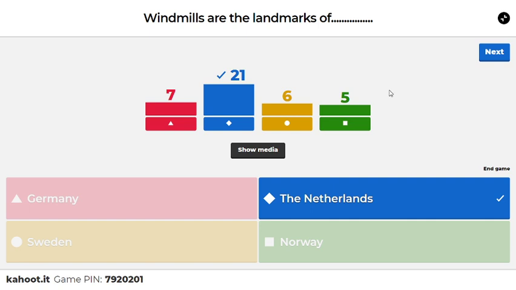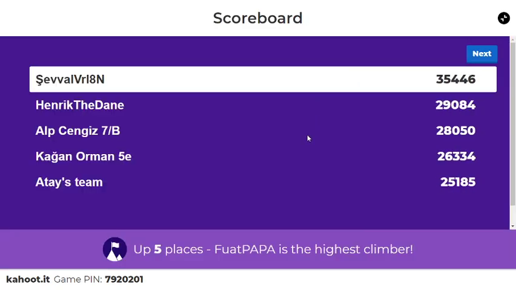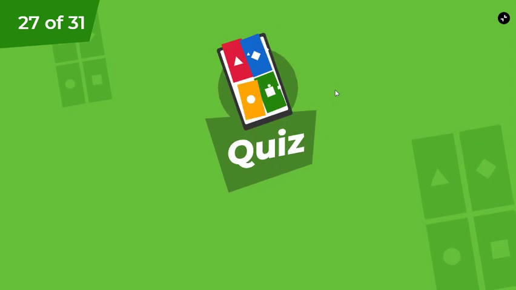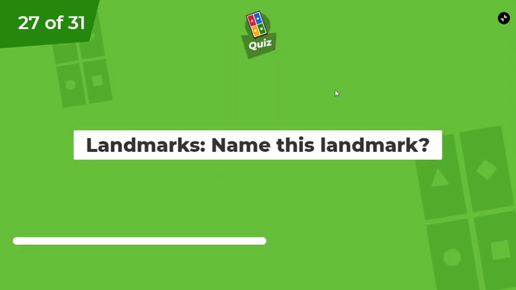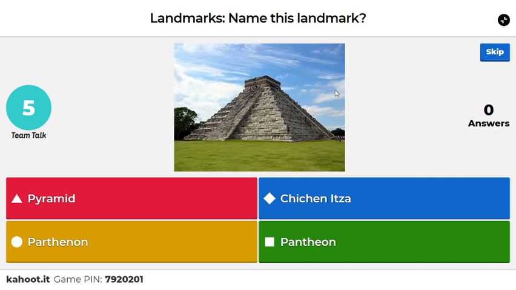Yes, 21 people knew the correct answer. The Netherlands or Holland has got the windmills and they are amazing. Yes. Number one is Şevval, number two is Henrik, number three is Alp, number four is Kaan, number five is Atay. By the way, Fuat is the highest climber. He climbed up five places. Congratulations, Fuatçım. Landmarks. Name this landmark. What is this? Pyramid, Chichen Itza, Parthenon, or Pantheon? Which one?